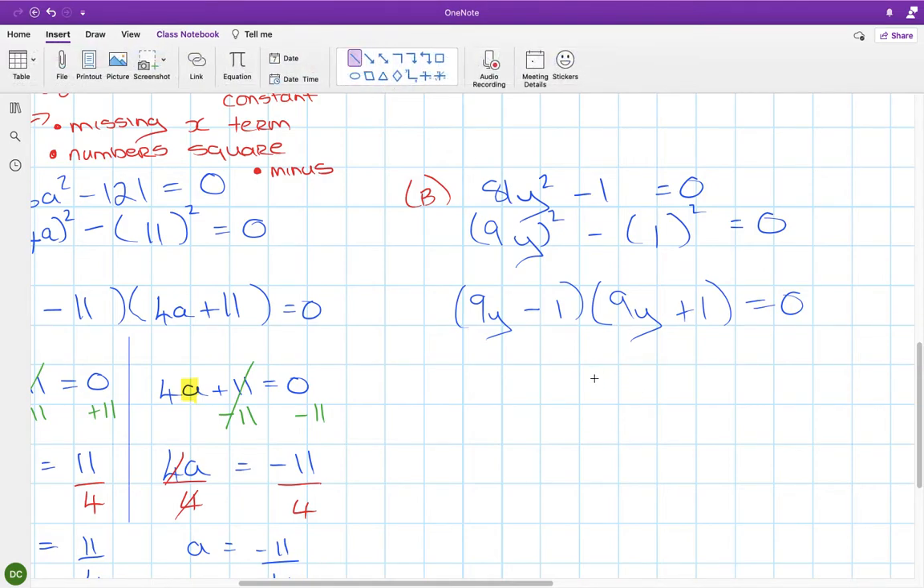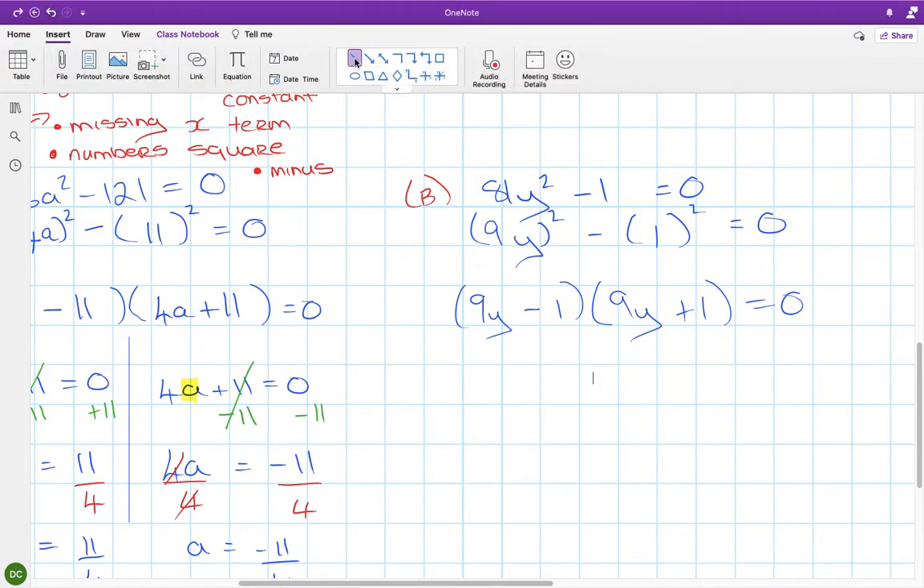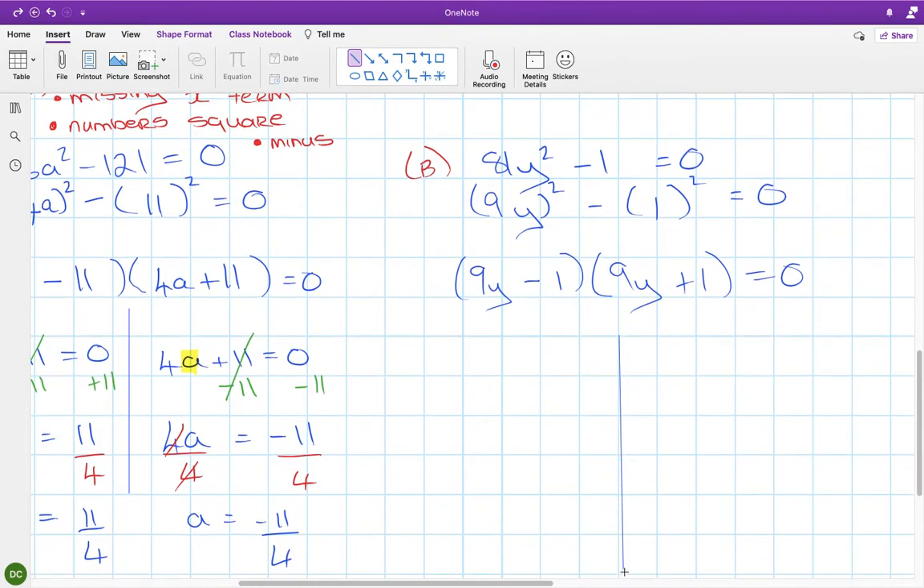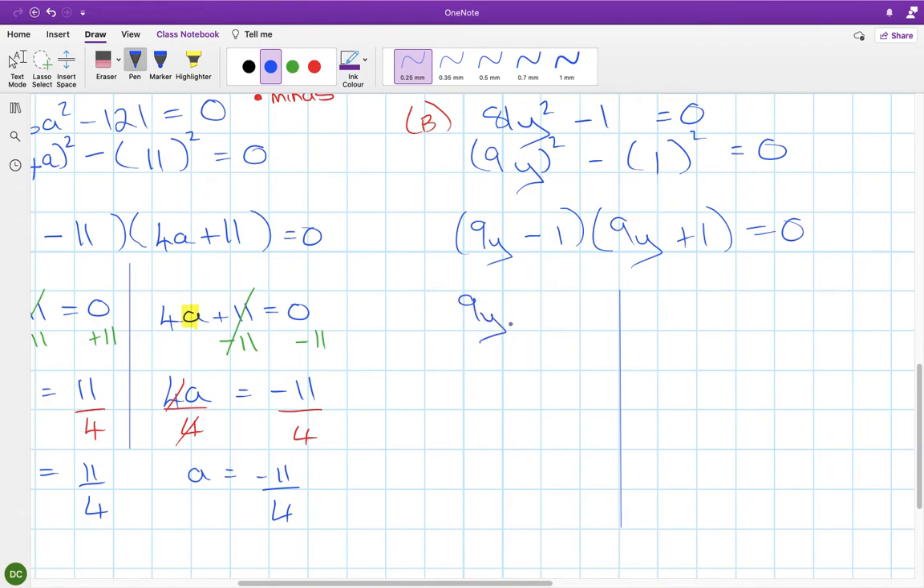So I let my 9y minus 1 equal 0 and my 9y plus 1 equals 0. We're going to try and isolate these y's. So we need to get rid of the minus 1 with a plus 1 and a plus 1 for balance. So 9y equals 1. And then we need to get rid of the 9. So we divide by 9 and we divide by 9. So then y is 1 over 9.